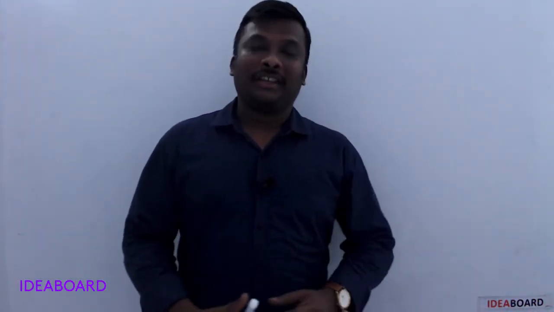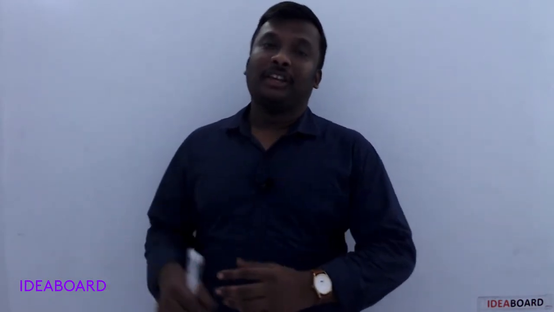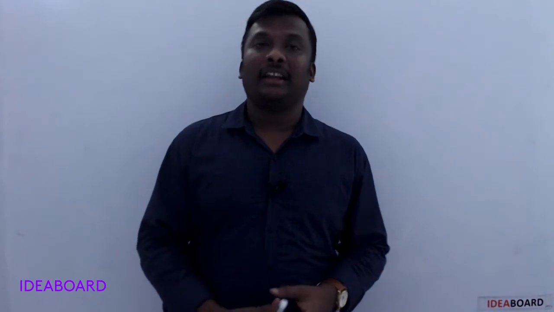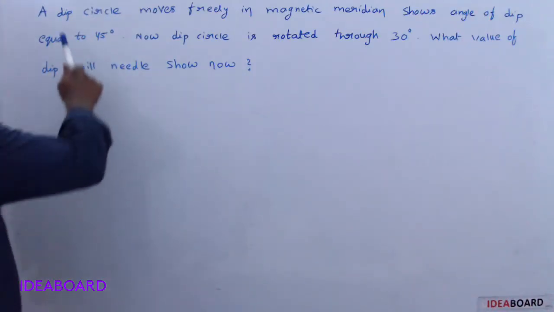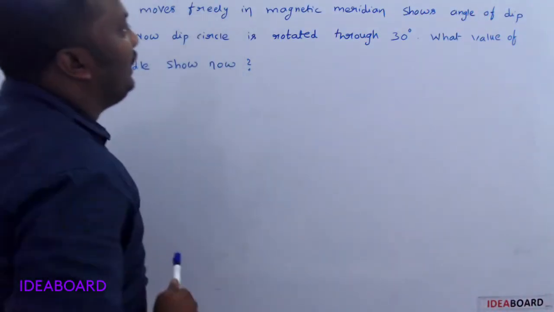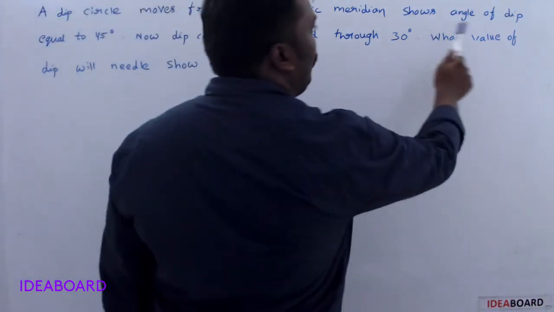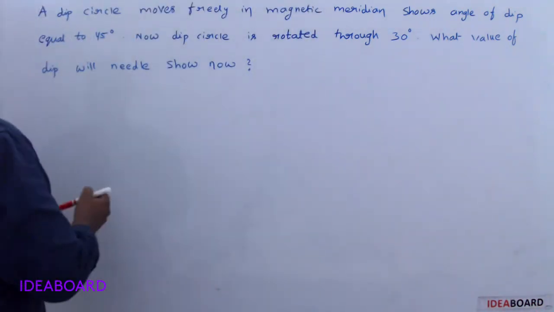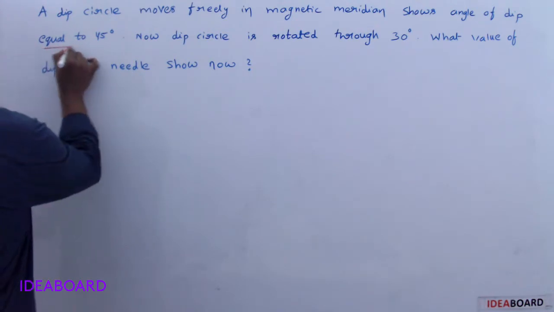Hi students. Today in our section we are discussing some applications and numericals related to magnetism. Let us start the first numerical. A dip circle moves freely in the magnetic meridian and shows an angle of dip equal to 45 degrees.